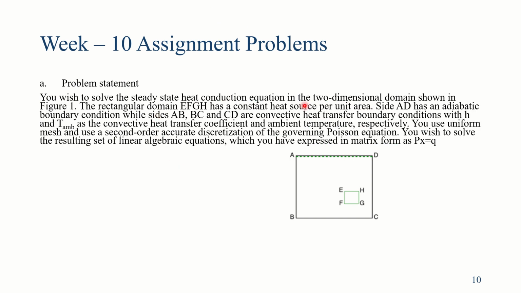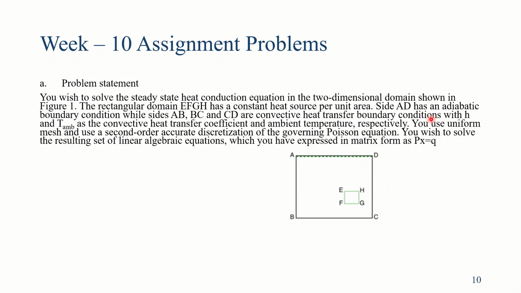Okay, the problem statement. You wish to solve the steady state heat conduction equation in a two-dimensional domain as shown in figure 1. So we are going to solve for the steady state heat conduction. Rectangular domain EFGH has a constant source per unit area. Side AD has an adiabatic boundary condition, while AB, BC, CD are convective heat transfer boundary conditions with h and T_amb as the convective heat transfer coefficient and ambient temperature respectively. You use uniform mesh and use a second order accurate discretization of the governing Poisson equation. You wish to solve the resulting set of linear algebraic equations which you have expressed in matrix form as Px = Q.